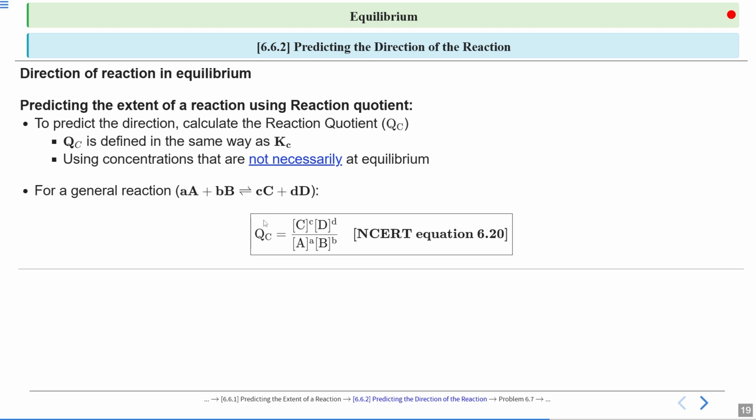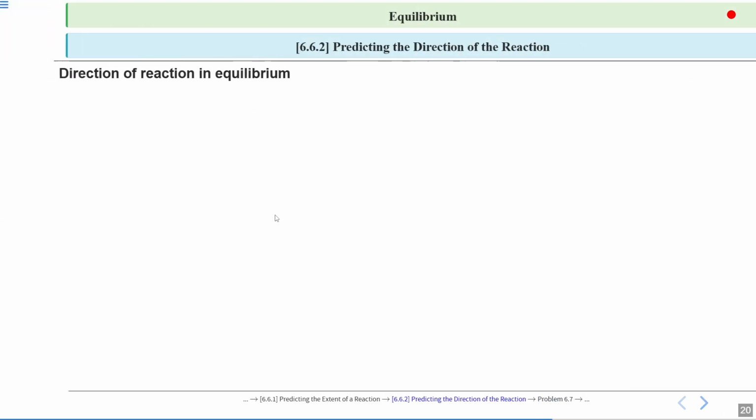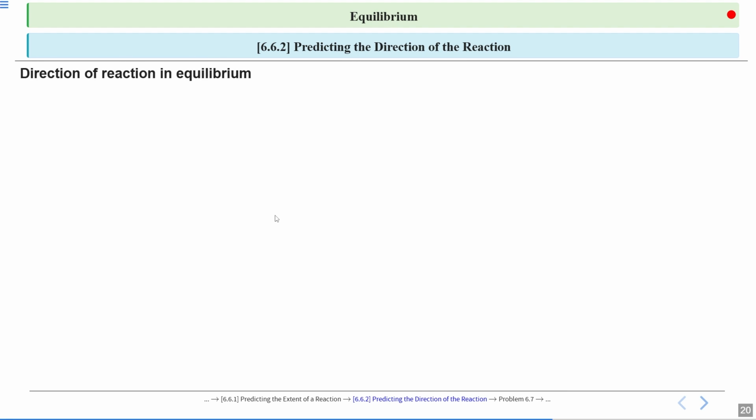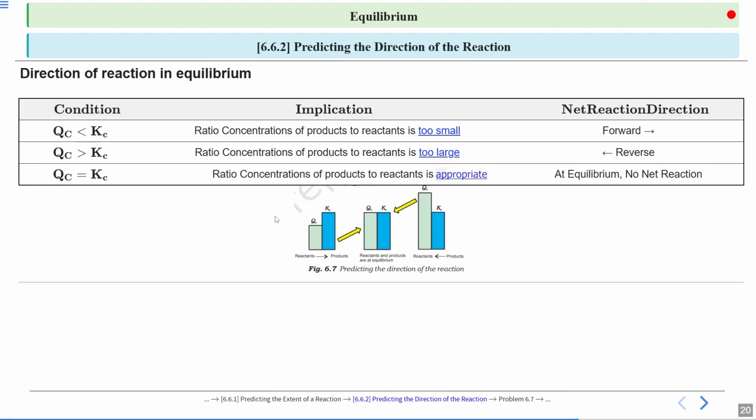So you can see that we have quite a good similarity in the calculation of Kc and Qc. The only difference is that these concentrations are not at equilibrium but at any arbitrary instant of the reaction. But the question is the same. How do we know the direction of the reaction if we know the Qc? So see, it's very simple. There are three cases here. Three cases can be possible.